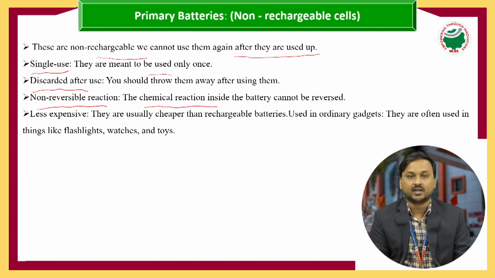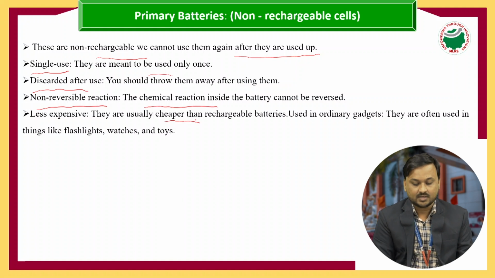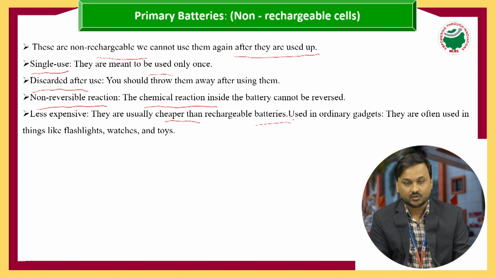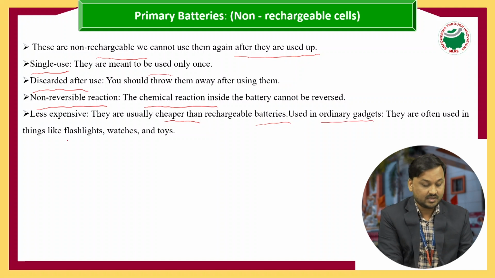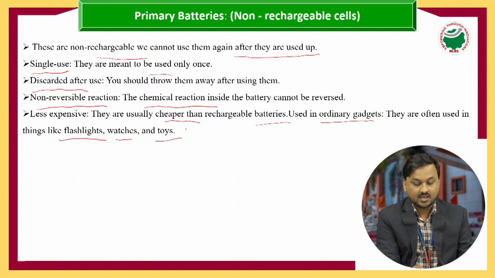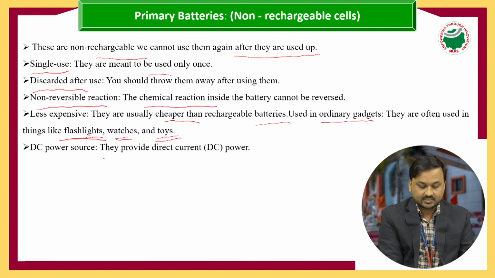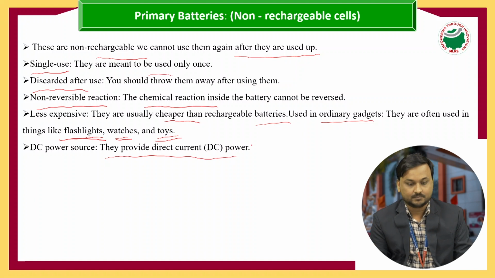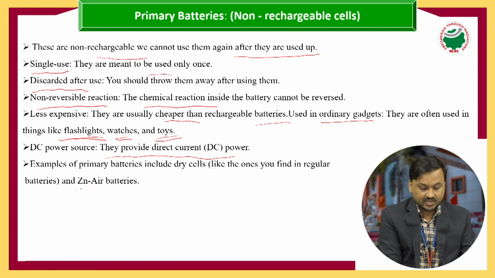Next, these primary batteries are less expensive. That means they are much cheaper than rechargeable batteries. For example, we use these primary batteries in ordinary gadgets, flashlights and watches. And these primary batteries provide direct current. An example of primary batteries is zinc air batteries.